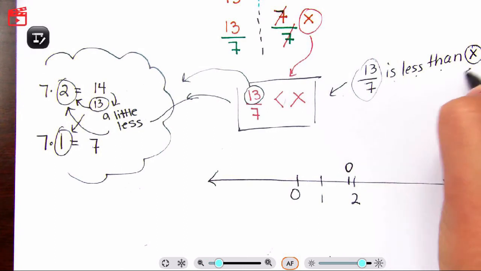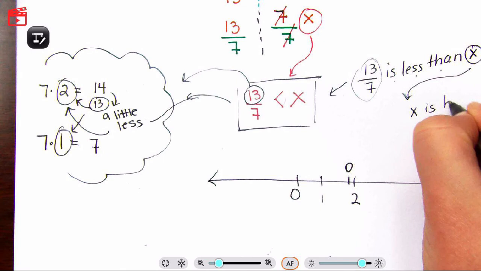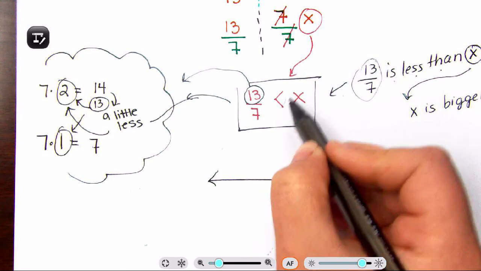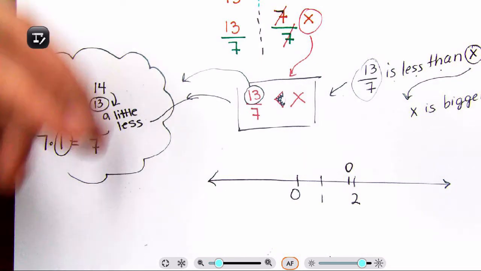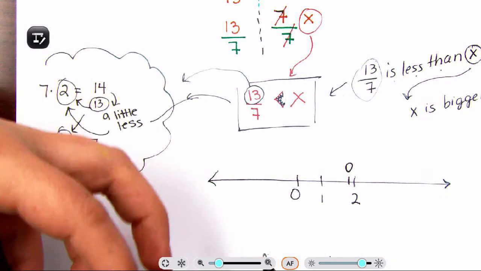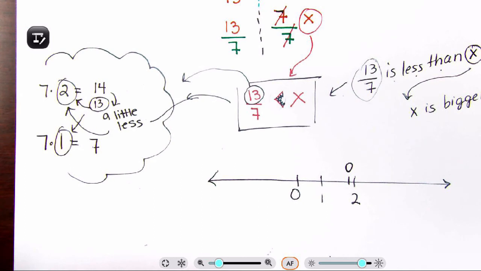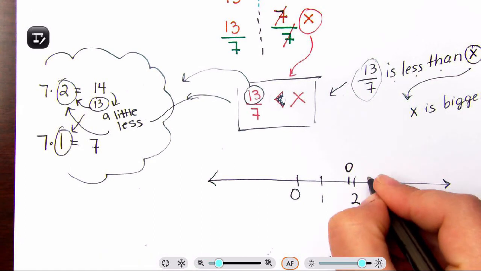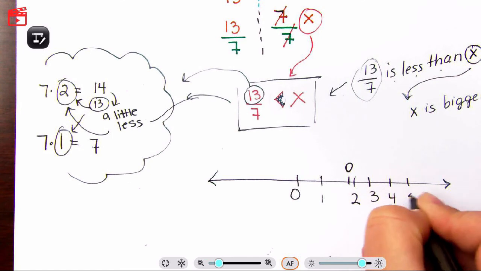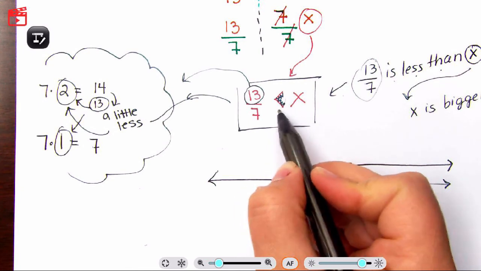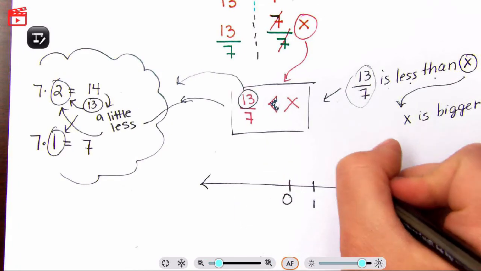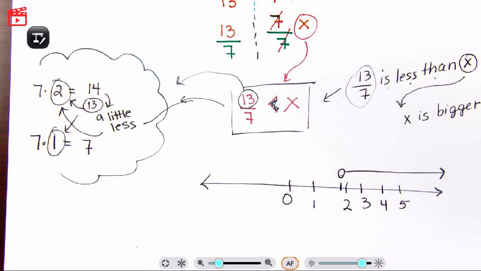Another way to translate it, x is bigger. Do you see how the alligator teeth are pointing towards x? The alligator teeth want to eat the bigger thing, right? So if x is bigger, that means our arrow has to go towards the bigger numbers. So which direction are bigger? And that direction is to the right. Now, do we shade this circle in? Do I have anything here? I don't. I don't have my or equals. So then that means my circle is open and we are done with our number line graphing.